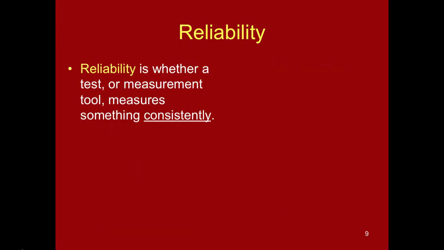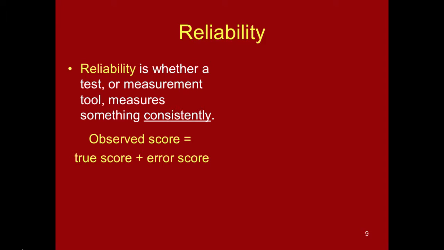Reliability is whether a test or measurement tool measures something consistently. A test is reliable if it consistently produces whatever observed score a person would get on average, regardless of whatever it is a test is measuring. There can be variability in an observed score due to the amount of error in the score. Let's take a look. According to the classical model of reliability, we calculate an observed score by adding the true score and the error score.